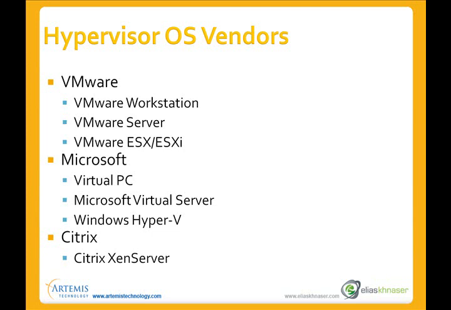So we've chosen 3 vendors here. VMware, obviously. VMware has Workstation, Server, ESX, ESXi. Microsoft has Virtual PC, Hyper-V, Virtual Server, and Citrix has Xen Server. There's a lot of other hypervisor vendors out there. Actually, there's so many that we can't even put them all on this presentation. Phoenix is coming out with one, Oracle has one, HP's coming out with one, a lot of different vendors. But these are the 3 vendors that we think are going to have the major impact in the future in the hypervisor or in the virtualization space.